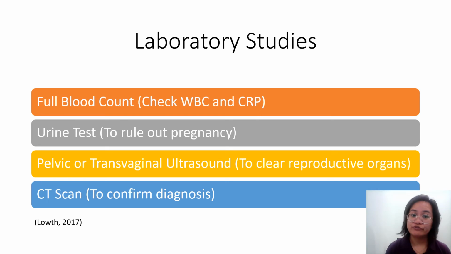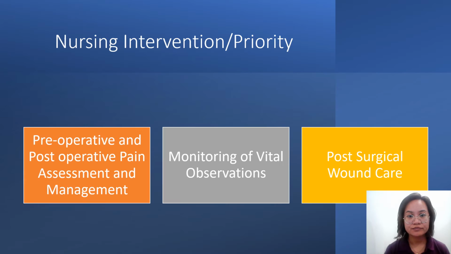So we've done again a full blood count to check her white blood cell and CRP levels. We've also done a urine test to rule out pregnancy. She also underwent pelvic and transvaginal ultrasound to clear her reproductive organs, and at the end, she underwent a CT scan to confirm the appendicitis diagnosis.